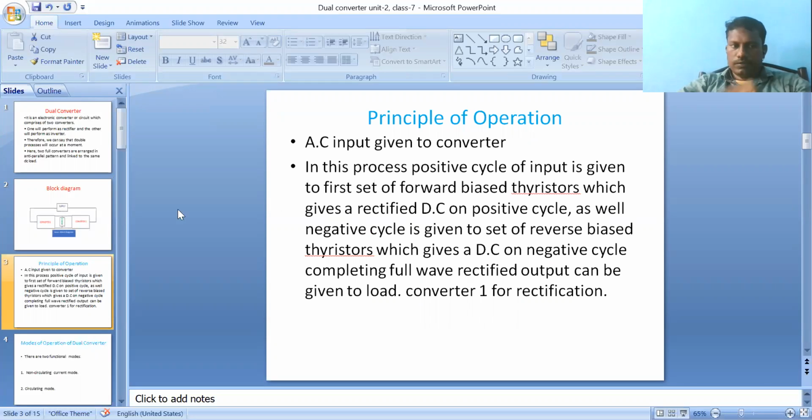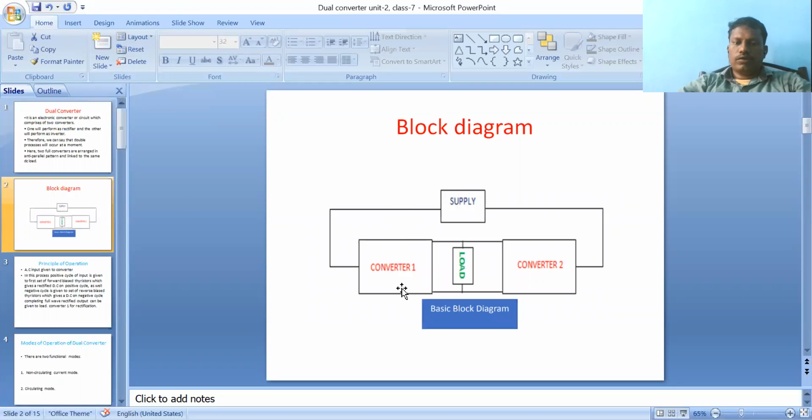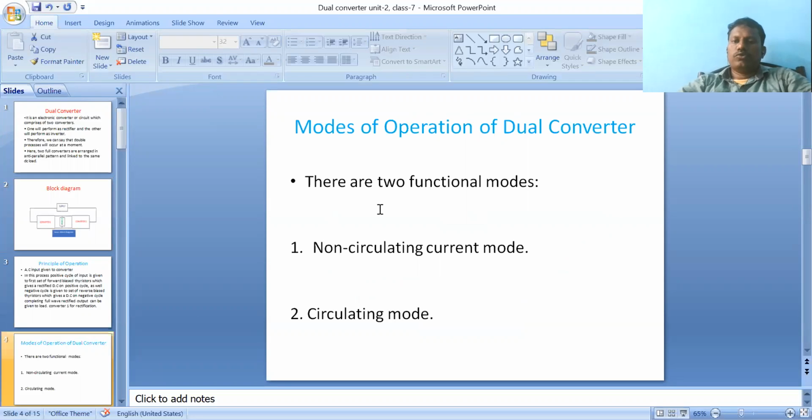So the operation is, first converter 1 acts as a rectifier. With input AC, the rectifier converts AC, and we get DC output. The DC output voltage is present across the load. This output acts as the input of converter 2. Converter 2 is termed an inverter. So what is the inverter definition? It converts fixed DC to variable AC voltage. The output of converter 1 acts as the input of converter 2, and the output is again AC voltage. That is the operation. So what are the modes of operation of a dual converter?